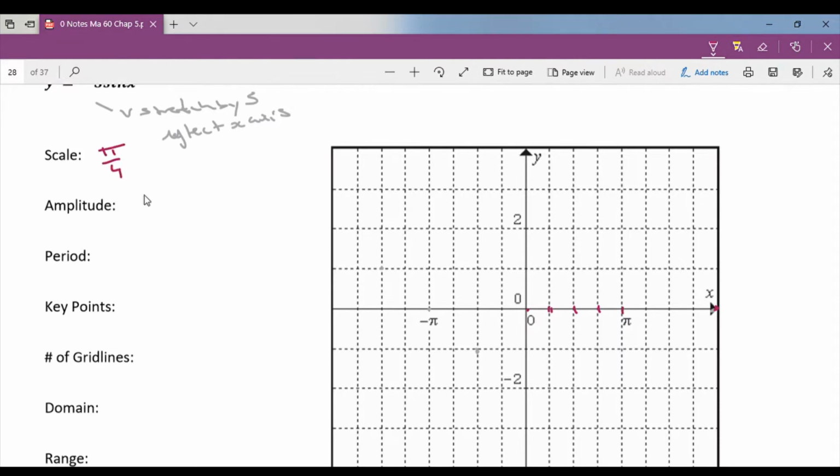Then I look at, what do I want the amplitude of this graph to be? Well, it's going to be 3. What's the period? Well, nothing's happened, so it's going to be 2 pi. Then we talk about this key point idea.